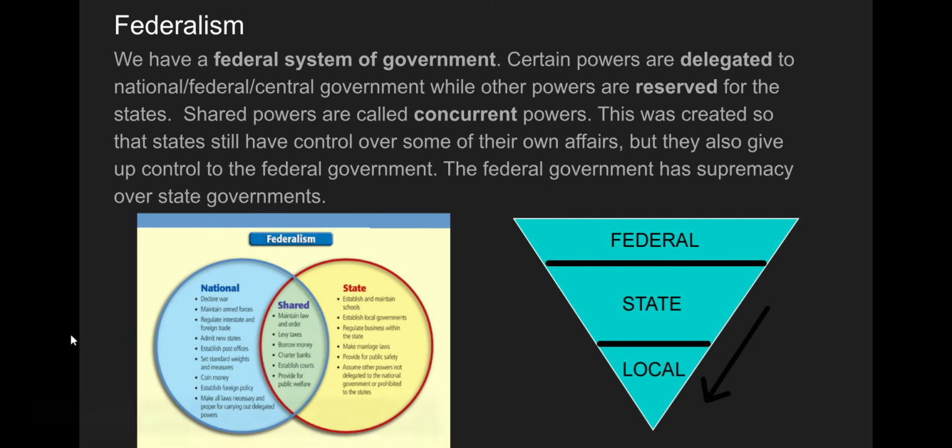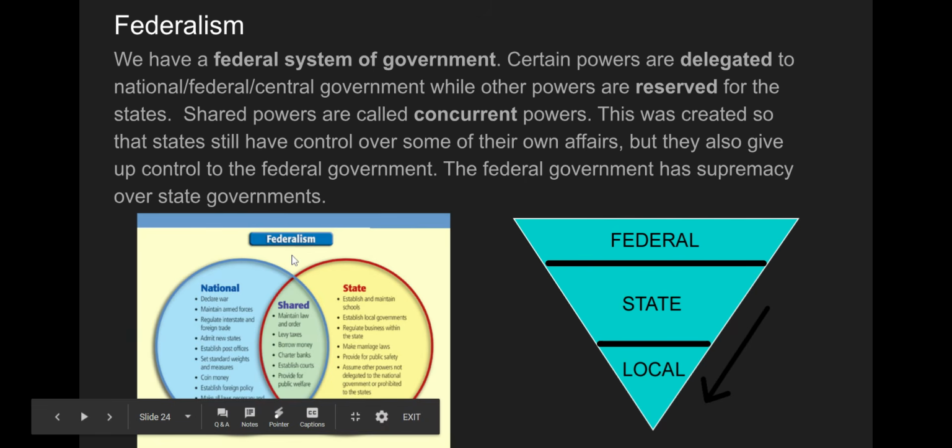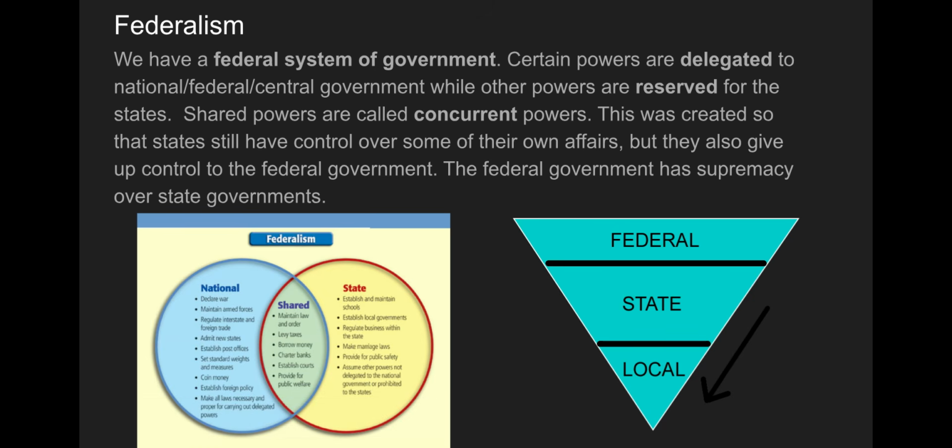So if we look at this chart, here's some examples. For example, only the national government, only the federal government, can declare war. Okay, a state cannot declare war on another country. Only the federal government can coin money. We don't have different currencies for each state. They create post offices. They maintain our military. Those are things that are delegated to the national government.